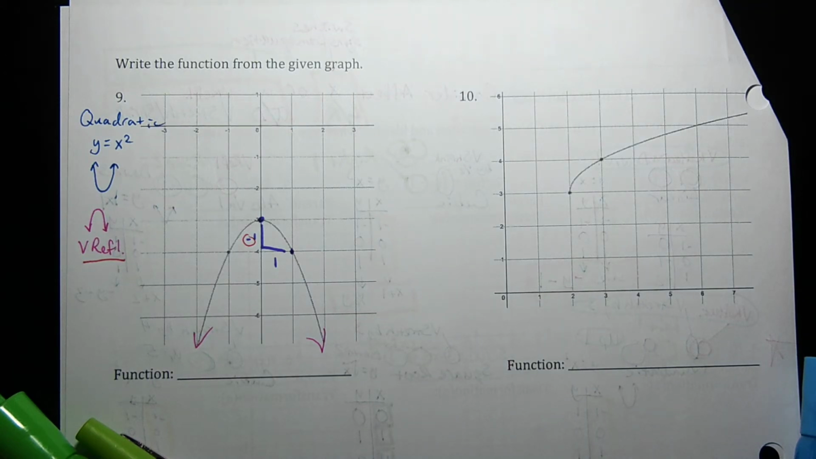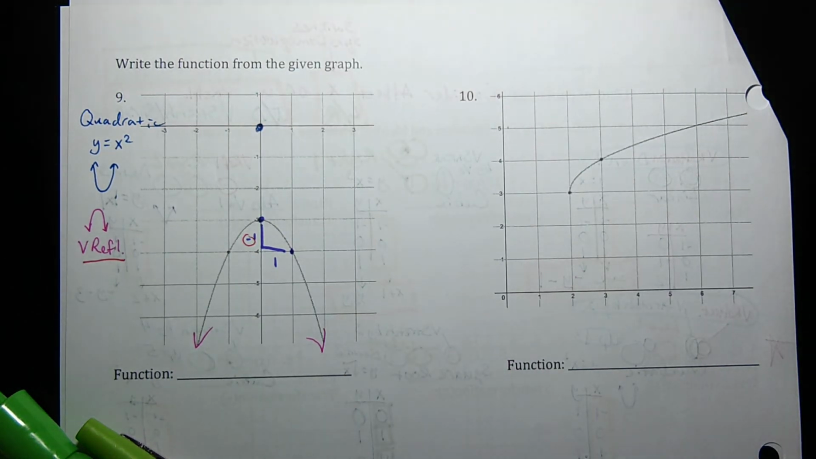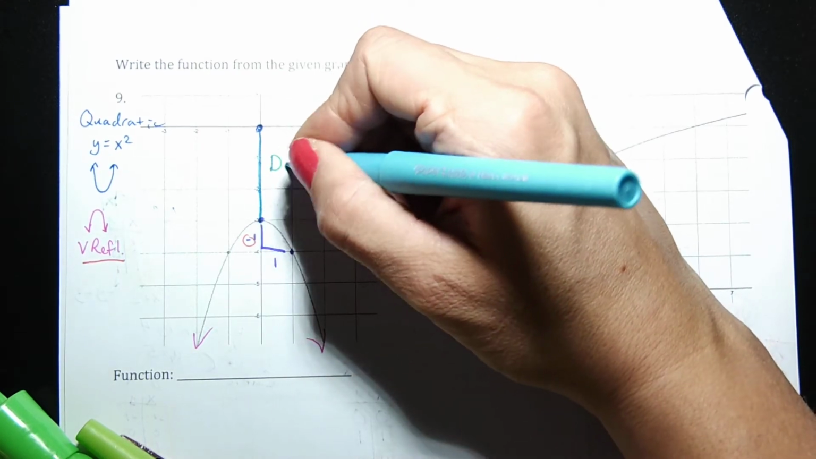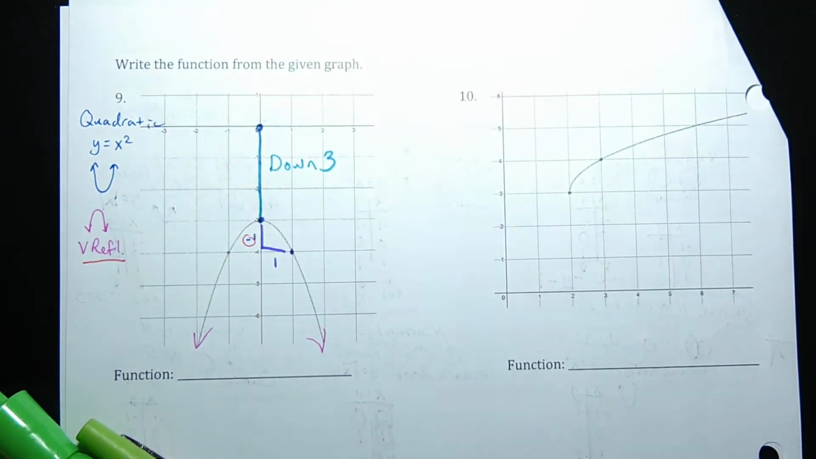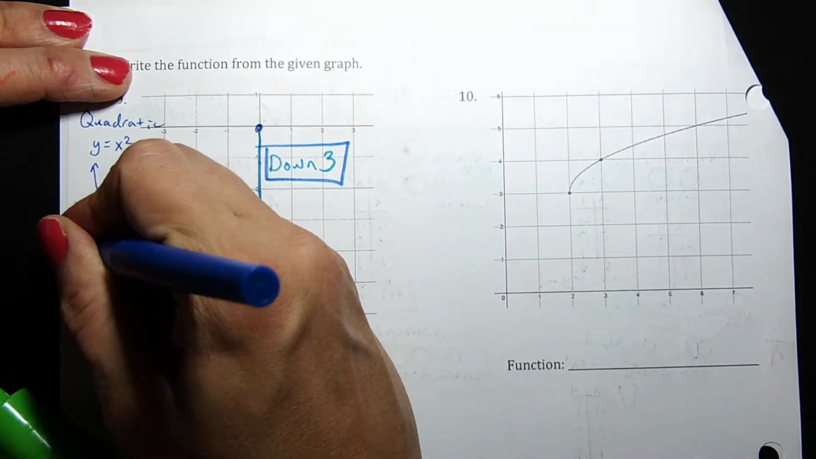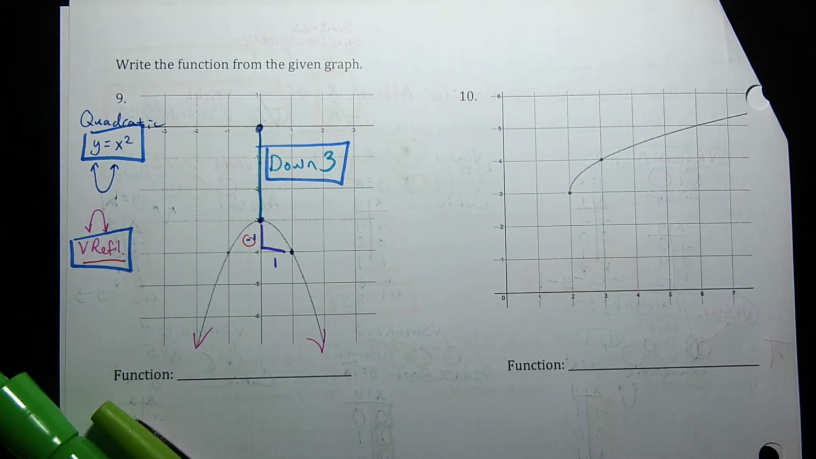Next thing we look at is sliding transformations. Our original vertex is at 0, 0. Where has my new vertex slid to? 1, 2, 3. Down 3. So now, folks, we have 2 transformations, down 3, vertical reflection, and we need to put those descriptions back into the equation using numbers. So a vertical reflection is going to be a negative on the outside of our function.